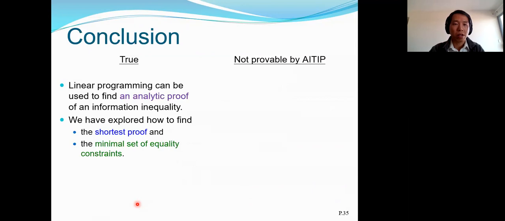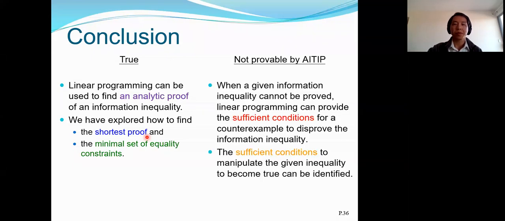Okay, so to conclude my talk, in this presentation, we have seen how we can use linear programming to get an analytical proof for an information inequality. And we also talked about how we can get the shortest proof and find the minimal set of inequalities, given a set of equality constraints, in order to get the proof. And of course, there are some open problems regarding how we can find the shortest proof.